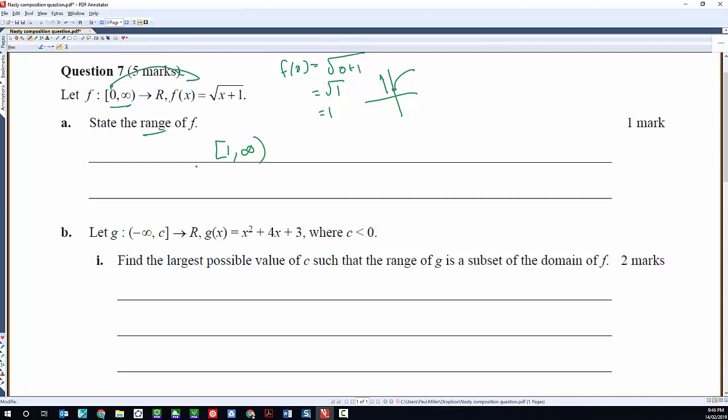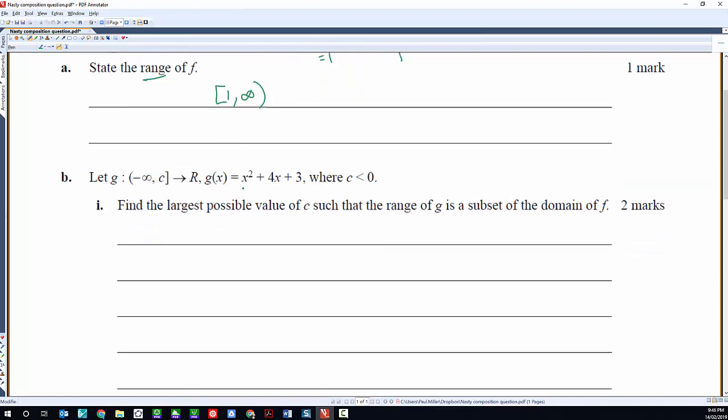All right, so a fairly accessible question, and I'd expect that a lot of the state got 1 mark on that one. Okay, so now what we're going to do is set up a function composition.